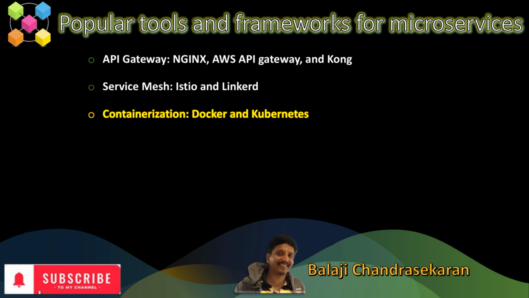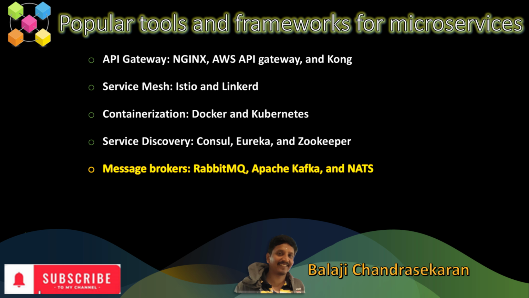Containerization. Docker and Kubernetes are often used to deploy and manage microservices due to their lightweight, isolated nature. Service discovery. Service discovery tools like Consul, Eureka, and Zookeeper help microservices find and communicate with each other dynamically, without hard-coded IP addresses. Message brokers.